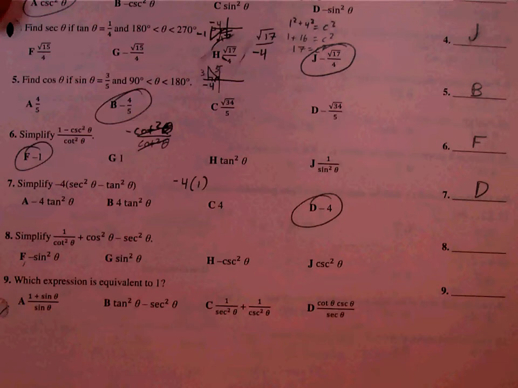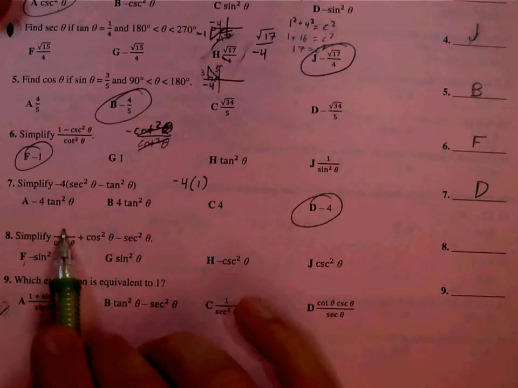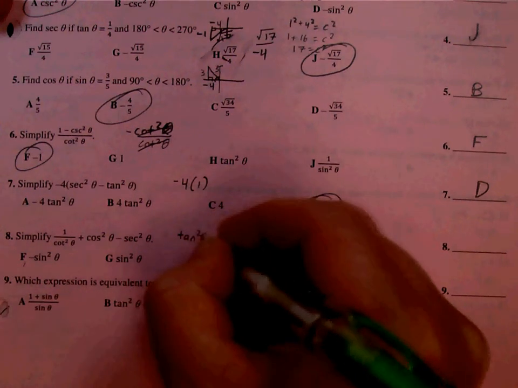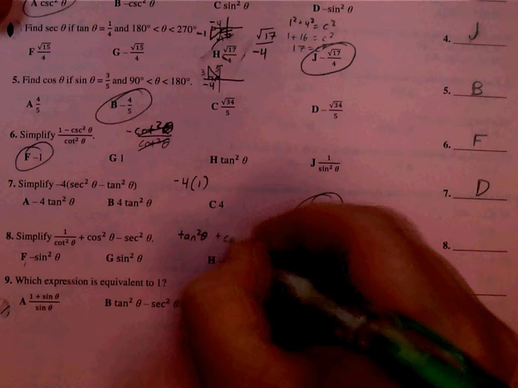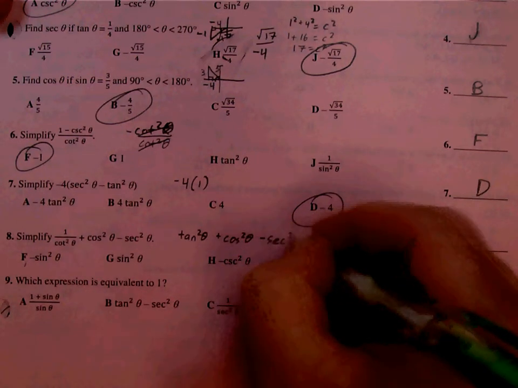Number 8. Let's see. So we have addition, subtraction situations. Maybe the first step I'll do is move this cotangent squared up to the numerator by making it tangent squared. So we have tangent squared of theta plus cosine squared of theta minus secant squared of theta.